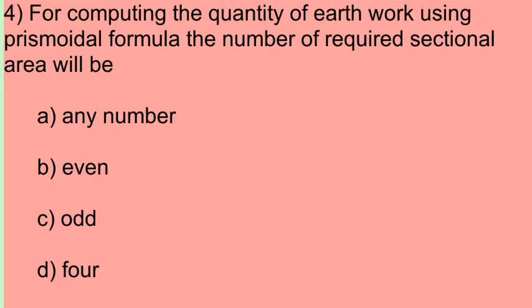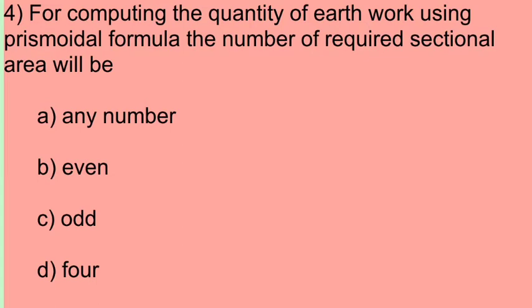Fourth question. For computing the quantity of earthwork using prismoidal formula, the number of required sectional areas will be option A any number, option B even number, option C odd number, and option D 4 number. Option C is the answer, odd number. For computing the quantity of earthwork using prismoidal formula, the number of required sectional areas will be odd number.